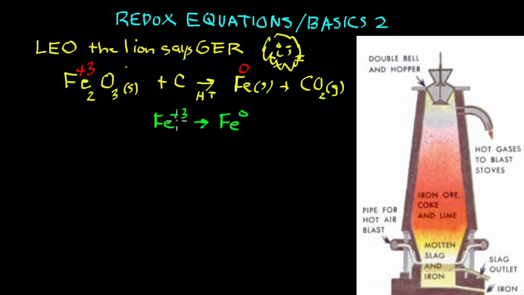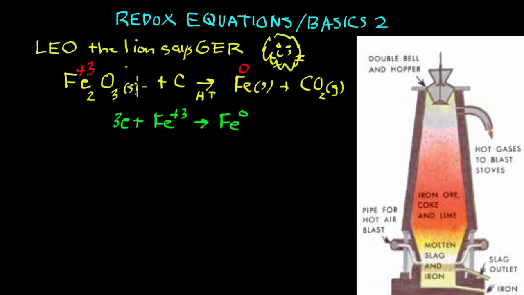+3 means deficient 3 electrons. So to become neutral, it has to gain electrons. There is Leo the lion says grr. There's grr. Gain electrons. Reduction. What caused the reduction? The answer is the coke. The coke, and it's partially oxidized to carbon monoxide. They are both reducing agents. They reduce. They cause the reduction. They reduce the iron ore.